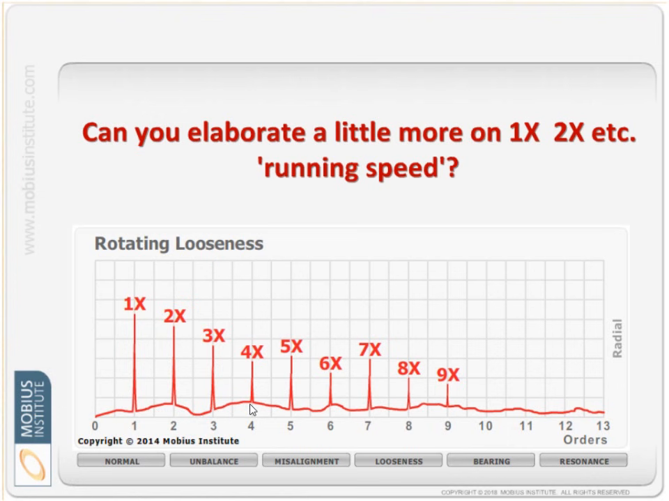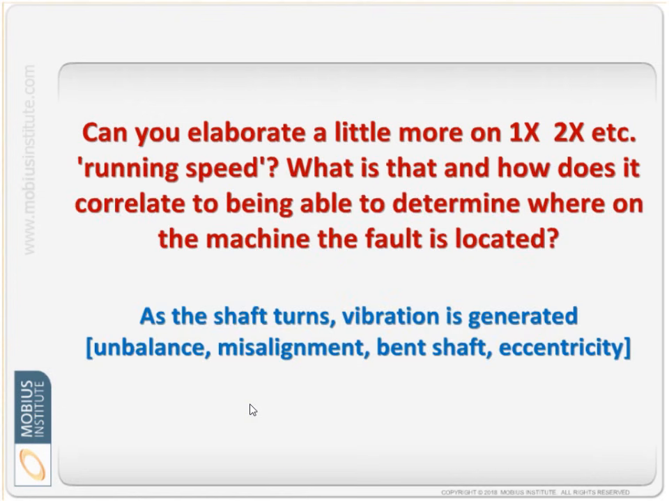It lifts up often when we have a lot of impacting going on. It excites resonances in the machine, and the vibration, the general sort of noise, if you like, the general sort of background vibration also increases in amplitude.